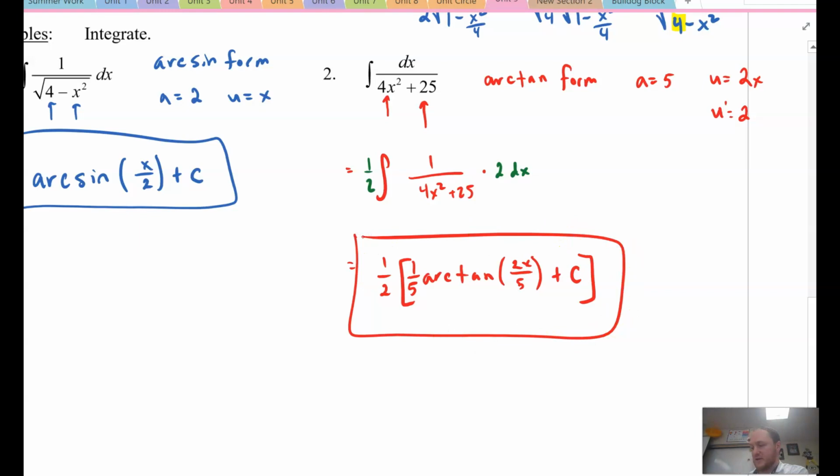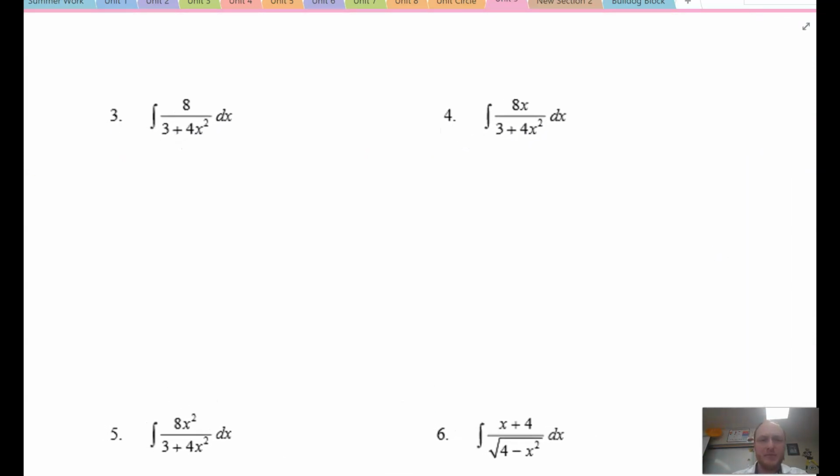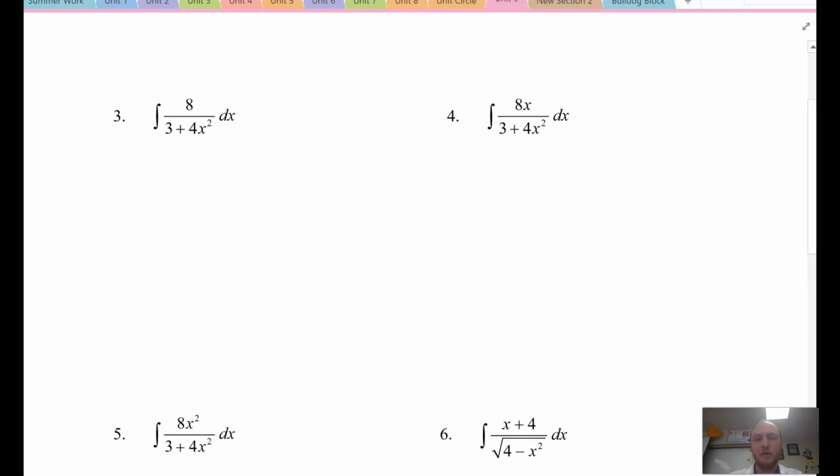Simple, right? Very, very simple. Okay, let's go ahead and check out a couple more examples. So on number 3 and 4, notice they look similar, but there's a little trick going on with number 4, which we'll get to in a second. But if we look at number 3, what type of form is this? Well, there's no square root, and I see a plus. I know that this is an arctan form, with my u being 2x again, and then my a value is square root of 3.